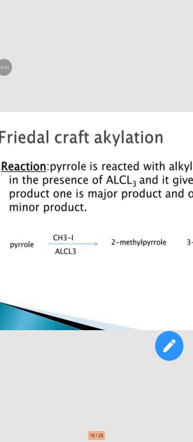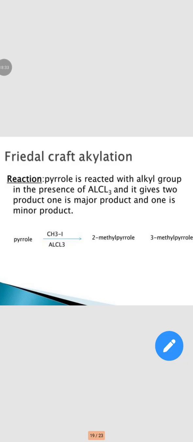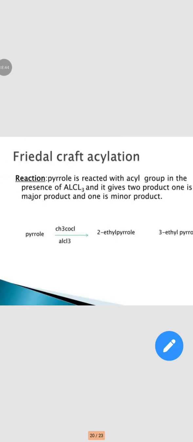Then Friedel-Crafts alkylation. Pyrrole is reacted with an alkyl group in the presence of aluminum trichloride, AlCl3, and it gives two products, one major and another minor. Pyrrole is reacted with the alkyl group CH3I and aluminum chloride AlCl3 to form 2-methylpyrrole and 3-methylpyrrole. 2-methylpyrrole is a major product and 3-methylpyrrole is a minor product.